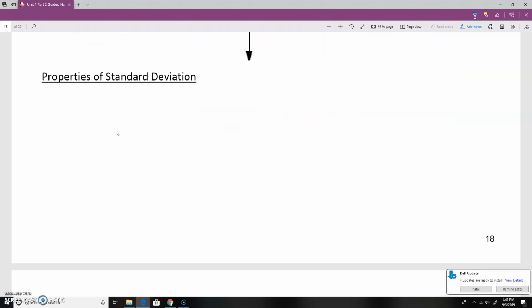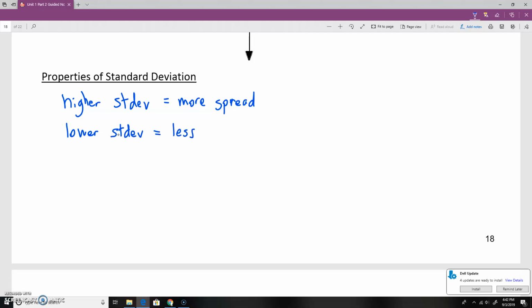All right. So the properties of standard deviation. Basically, a higher standard deviation means the data is more spread out in general. A lower standard deviation just means the data in general is less spread out. Another way to talk about standard deviation is if you take all the data points and find how far they are from the mean, it's the average distance that those points are from the mean.